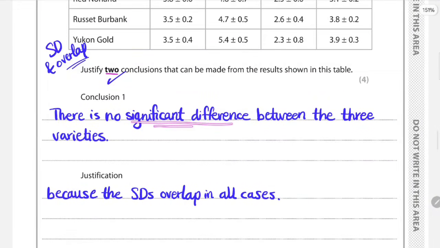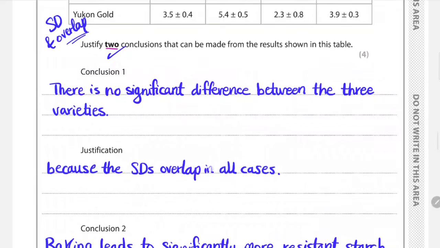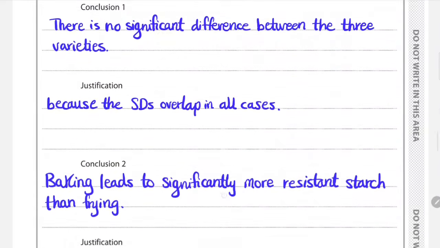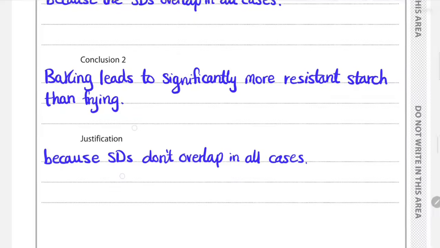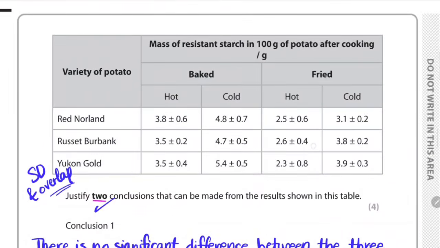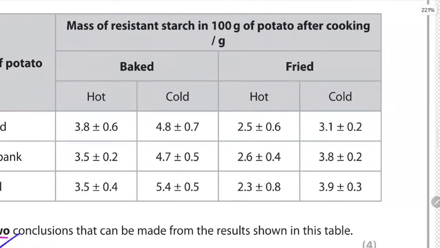That's why there is no significant difference between them. So using each variety of them doesn't really matter in my results. My second conclusion is that baking leads to significantly more resistant starch than frying. And this is also going to be based on the results that I can see for baking here.